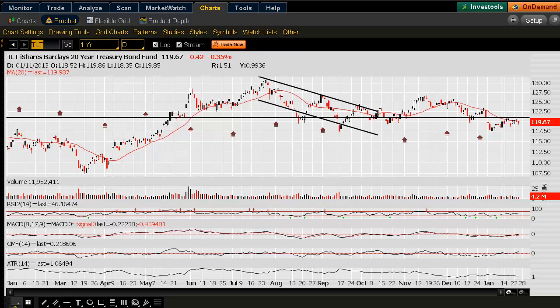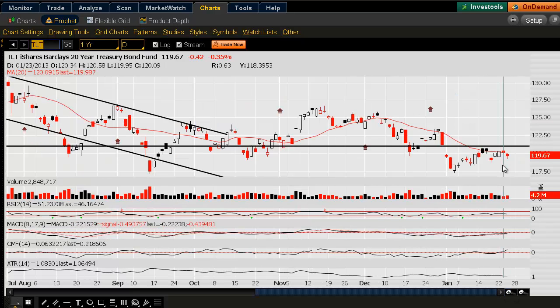OptionSizzle.com, and we're going to look at the TLT, which is a fund. It's the 20-year Treasury fund, and right now we're looking at a one-year chart. And how this works is that when the market is moving higher, this works inverse of it. So we could see here that I have this red line, which is the 20-day moving average.